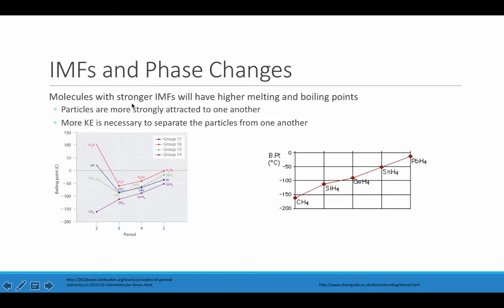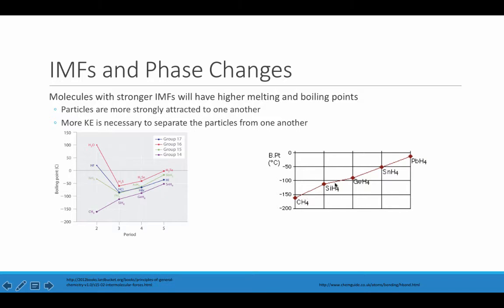These graphs you've seen before, but notice here we're looking at hydrides of different elements in the same group. Notice that the molecules that exhibit hydrogen bonding have much higher boiling points than those in the same group that do not exhibit hydrogen bonding. Stronger IMFs means more energy is required to separate the particles, and therefore the boiling point is higher.